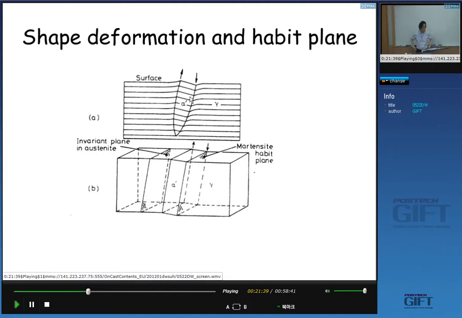When the martensite intersects the free surface, it causes this kind of characteristic feature, which is called surface relief. It shows that this martensite plate formed by some procedure which is similar to the deformation of the parent phase. Parent phase means the austenite.